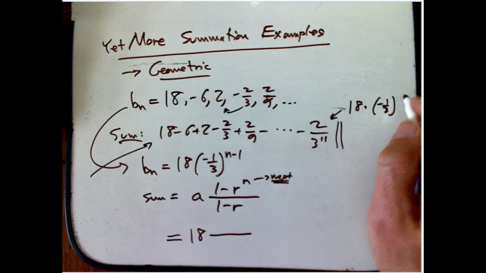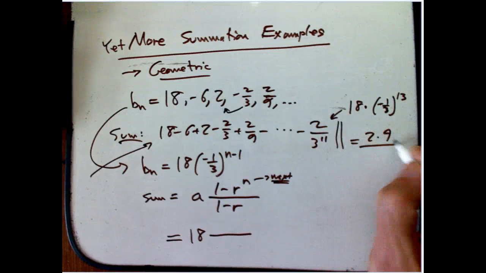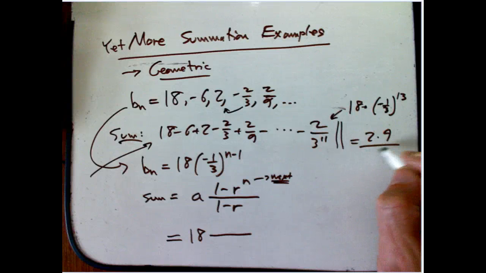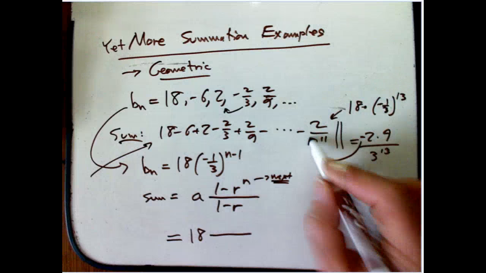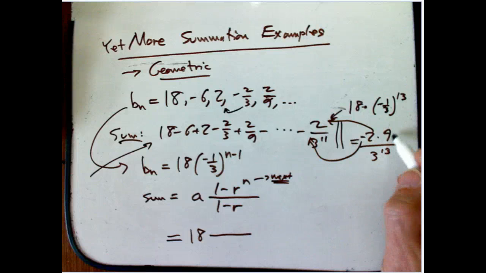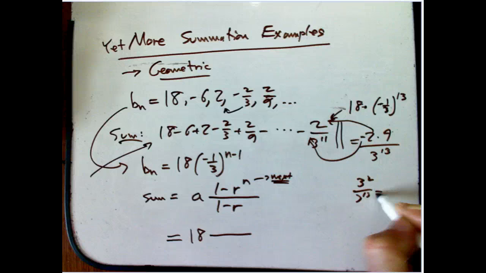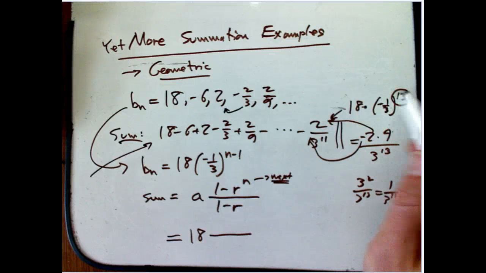Okay, so if it was to the 13th, though, that's 2 times 9. Let's factor out the 2 in here, times 1 over 3 to the 13th. And then a minus 1 to an odd power is negative. Okay, so those match. Yes, the 2 matches. And then 9 over 3 to the 13th, that's 3 squared over 3 to the 13th, is 1 over 3 to the 11th. So we had to carefully match and make sure we know what power that is.